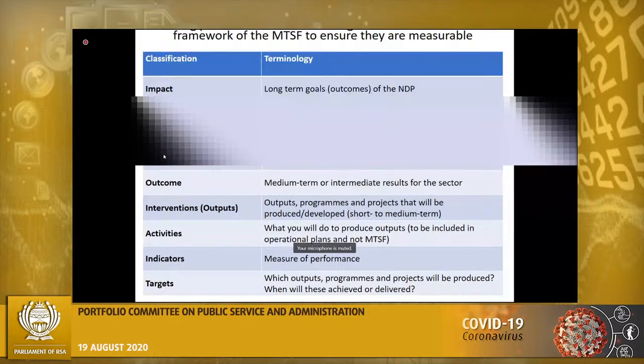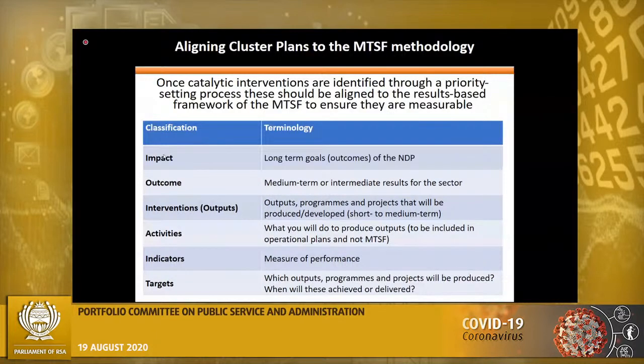Now, as you can see, once catalytic interventions are identified through the priority setting processes, this should be aligned to the result-based framework of the MTSF to ensure that they are measurable. Now, honorable members, it's easy for all of us to say we want to build a new rail infrastructure in South Africa. That will be a statement of intent or statement of vision, but that needs to be accompanied by certain measurable indicators so that we can then come back and report on specific issues.